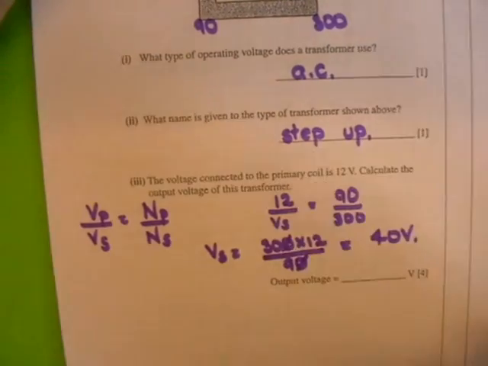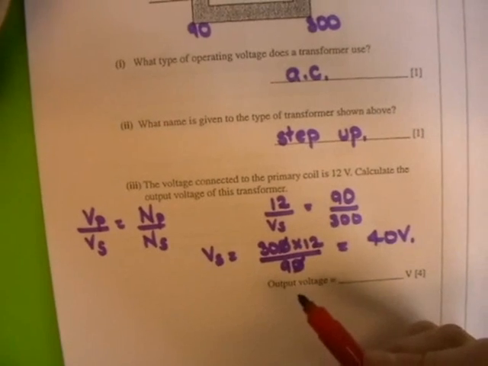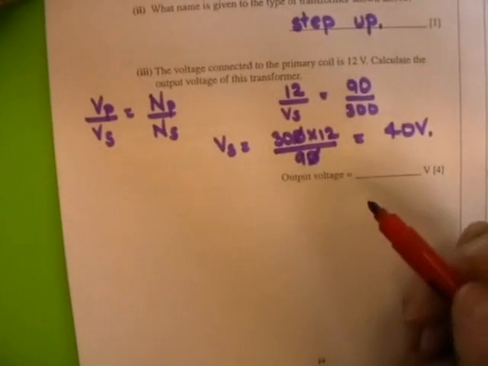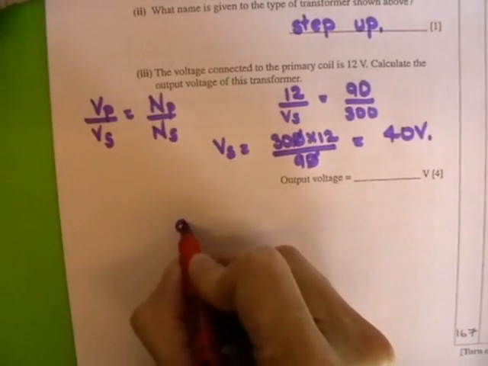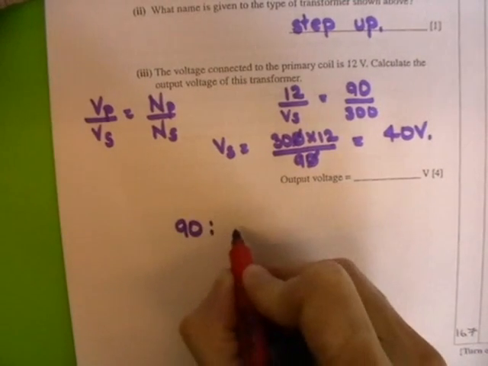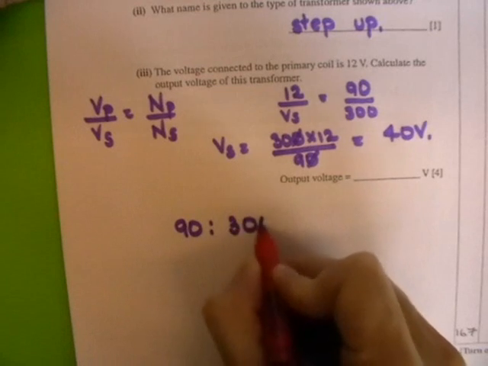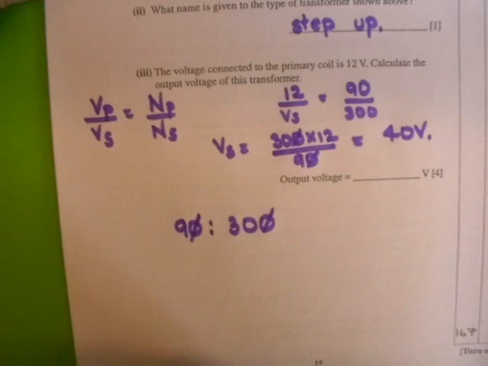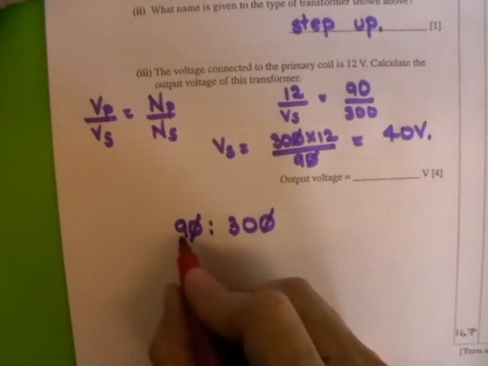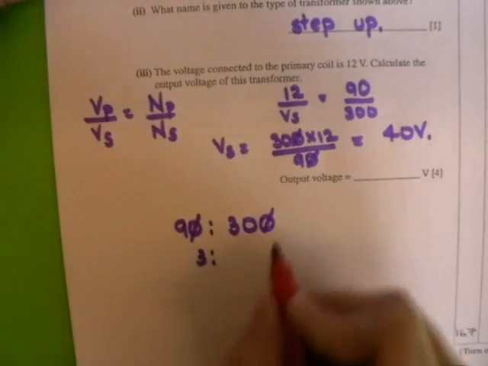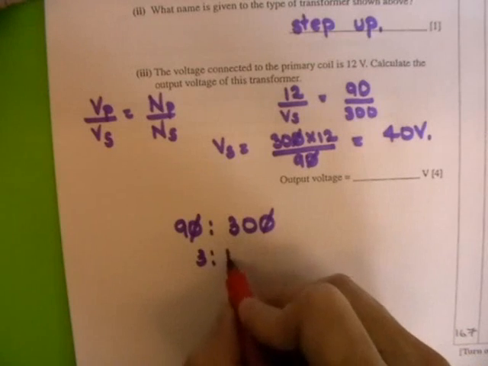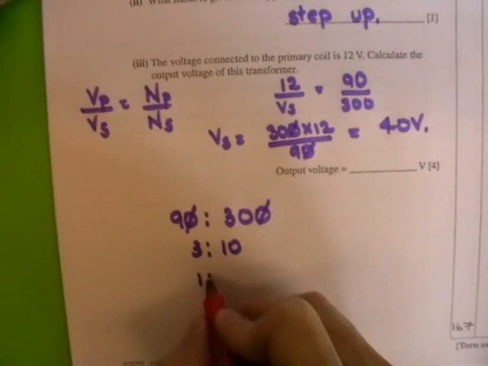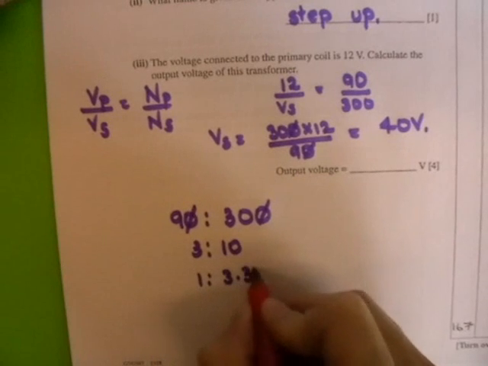Now, if you find it difficult to rearrange and so on, and you can see this answer much more easily using ratios, use ratios. And the ratios there are, the ratio of the primary to the secondary is 90 to 300. And so if you look at the ratio there, that is a ratio of 3 to 10. So 3 into 9 goes 3, and 3 into 30 goes 10 times. And again, if you divide it by 3, you get 1 to 3.33.